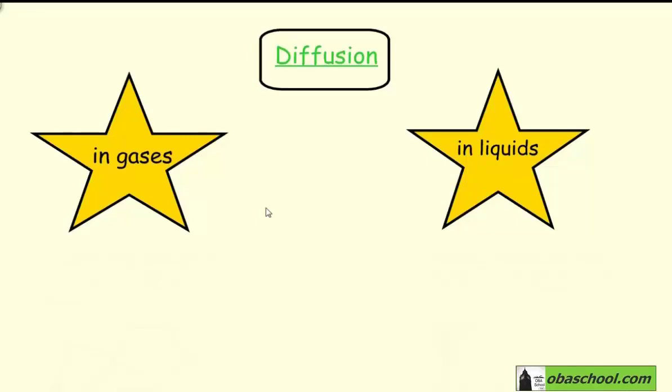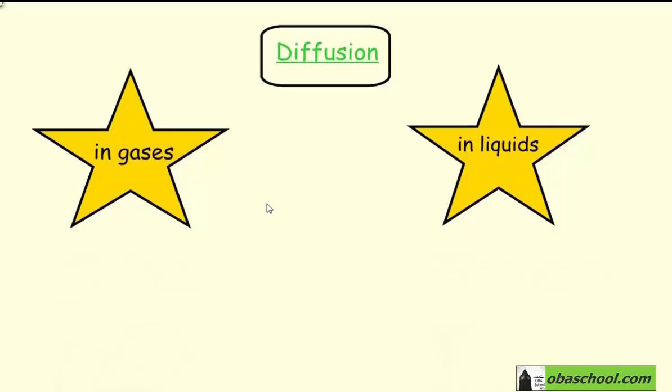Let us imagine that we are in a lab, and a student opens a bottle that contains gas. The gas has a strong odor, like ammonia gas. After a few seconds, everybody will be able to smell it. Why do you think so?